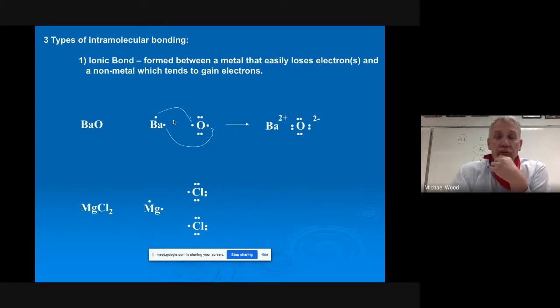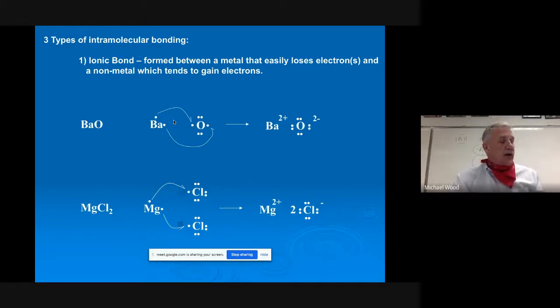And again, we're just going to pair up the single dots. And so what's going to happen is this. And again, when it's ionic, it's a little bit different because when it's ionic, we're showing the positive and the negative.